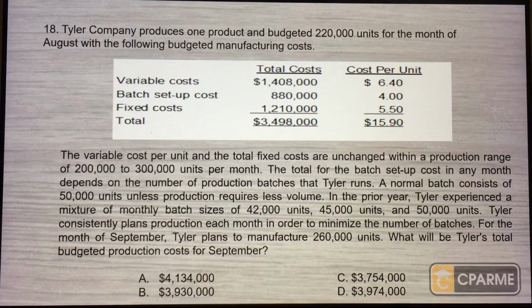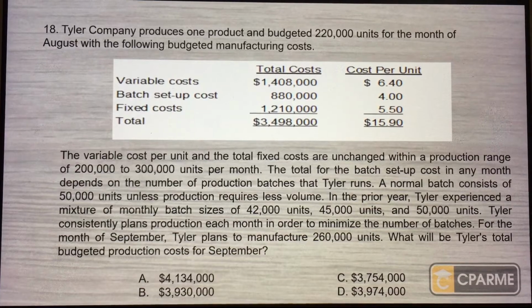If you still remember, guys, this production range, 200,000 to 300,000 units, is what we call the relevant range. Within that relevant range, the ceteris paribus applies, where the total fixed cost remains the same, but the fixed cost per unit is variable, while the total variable cost is variable, but the variable cost per unit is constant or fixed.